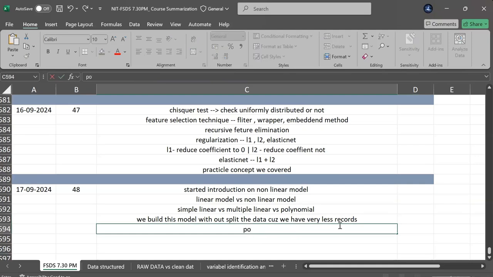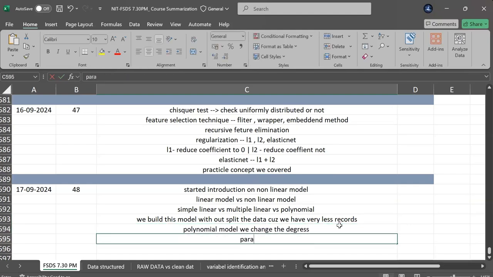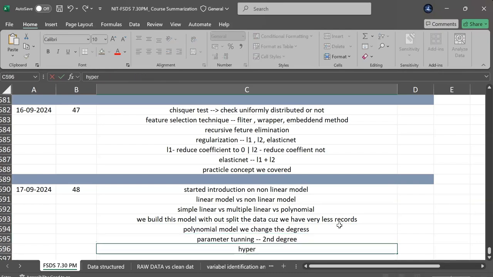And we build a polynomial model. And in the polynomial model, we change the degrees as well. What are the degrees, guys? By default in the parameter, what is the degree? By default it is second degree. And in hyperparameter tuning, how much do we have? 3, 4, 5, and we keep increasing. Maximum we checked it.